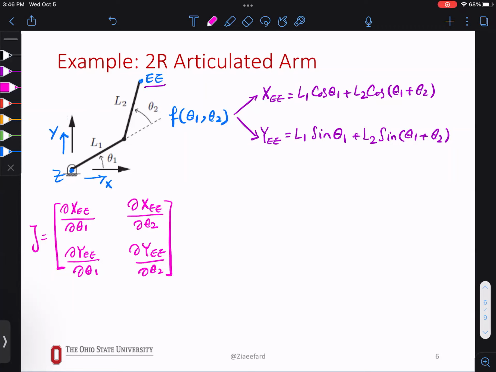Otherwise, you will get some zeros that shouldn't be zeros in your Jacobian. The Jacobian is a mapping, all right? So don't replace anything until you have your Jacobian matrix. All right.